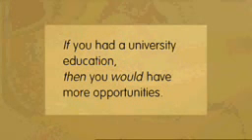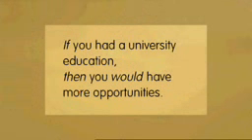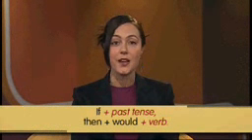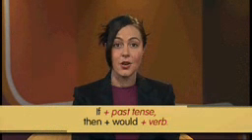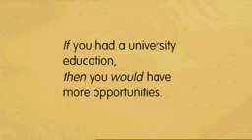Okay, now here's the second pattern for if sentences. This is for when the suggestion is less definite or less likely. If you had a university education, comma, then you would have more opportunities. The pattern here is if, past tense verb, comma, then, would plus the verb. If you had a university education, then you would have more opportunities.